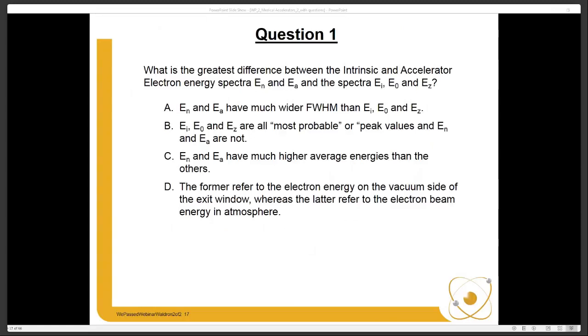I'm going to go ahead and read the question. What is the greatest difference between intrinsic and accelerator electron energy spectra, E sub N and E sub A, and the other spectra we talked about, which are the E sub I, E sub naught, and E sub Z?